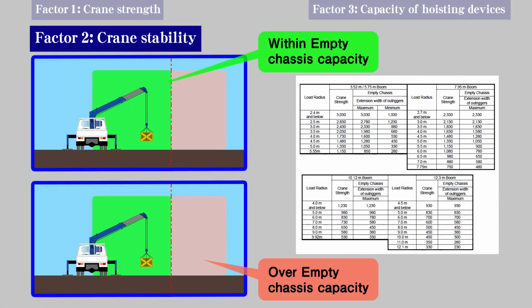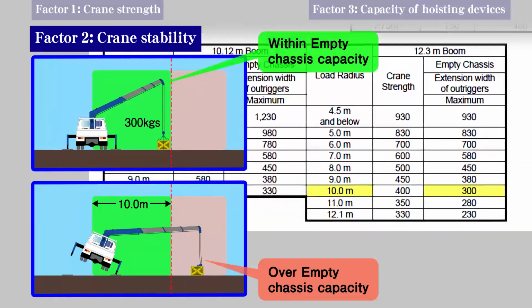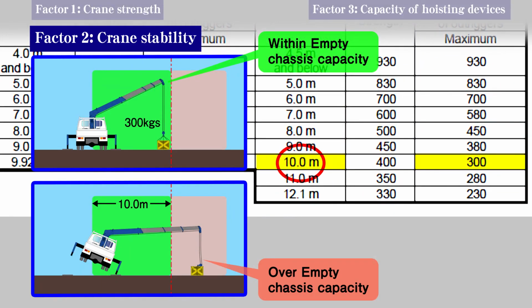Crane stability decreases when the working radius is larger. When lifting a load of 300 kilograms, the working radius limit is 10 meters. If the working radius exceeds 10 meters, the crane may tip over.